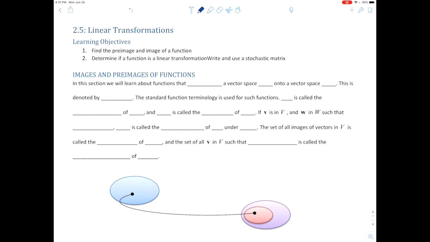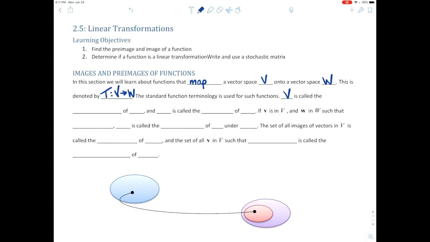Let's do it. Images and pre-images of functions. In this section, we will learn about functions that map a vector space V onto a vector space W. This is denoted by T for transformation, and then V maps to W. The standard function terminology is used for such functions.